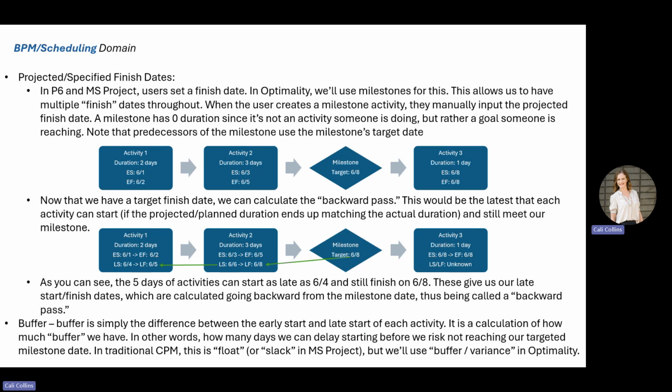So we now have late start and finish dates. That backward pass going from the milestone is called the backward path. The buffer is simply the difference between your early start and late start for each activity. The reason we calculate this is it shows you how much buffer or variance you have. In traditional CPM, they call that float, or they may call it slack, as in Microsoft Project. There are a lot of different words for it, but really it shows how many days you can be late on that activity and still be able to meet your target.